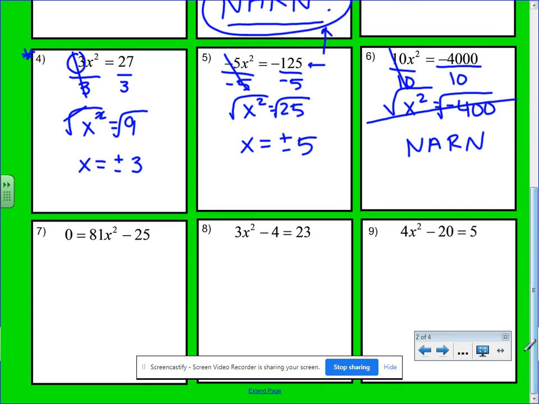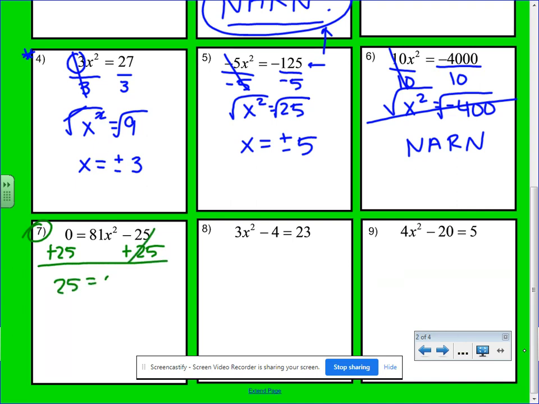All right. The last step in here, or the last row, excuse me, just has you doing one more step, right? So this just looks like, again, regular equations. Pretend that square's not even there, because you already know how to solve these. So number 7, you have 0 equals 81x squared minus 25. I actually have x squared being multiplied by 81, and then also minus 25. So I'm going to get rid of my 25 first.